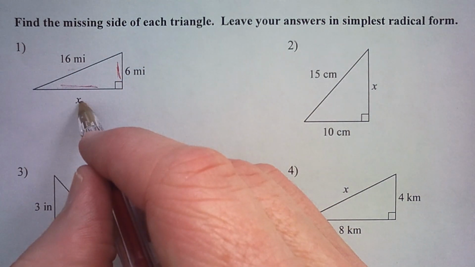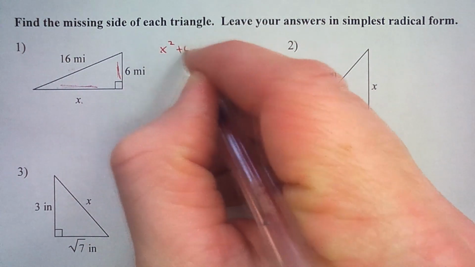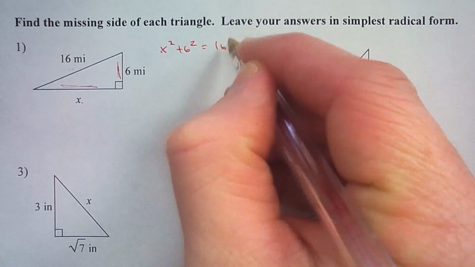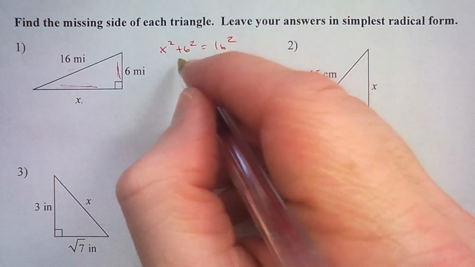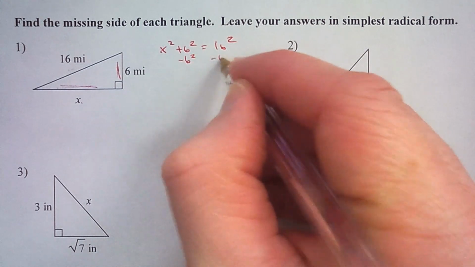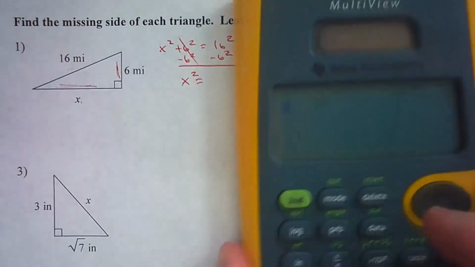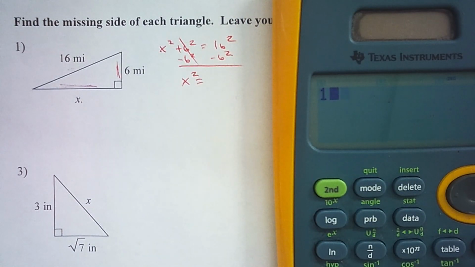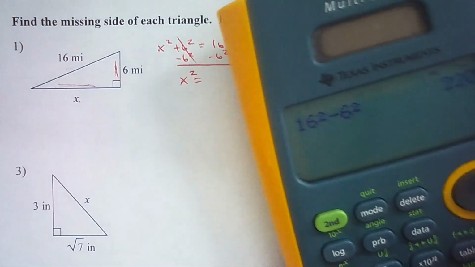So the legs are x and 6. So x squared plus 6 squared is equal to 16 squared. To solve for x, we can subtract 6 squared from both sides. So we have 16 squared minus 6 squared, and that is 220.